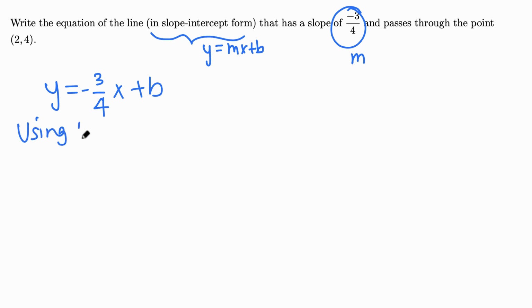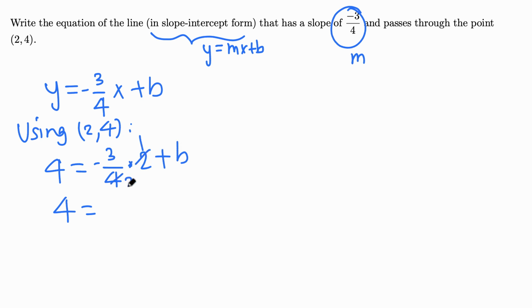So using the point (2, 4), x is 2, y is 4. So here y is 4 equals -3/4 times x, which is 2, plus b. Let's solve for b. So that's 4 equals -3/4 times 2. So 2 goes once, twice, so -3/2 plus b. Add 3/2 to both sides. So b equals 4 plus 3/2.